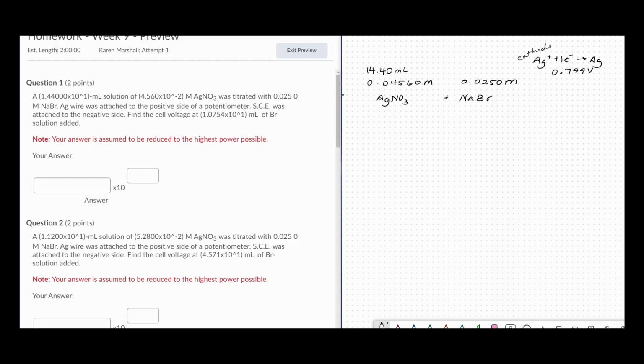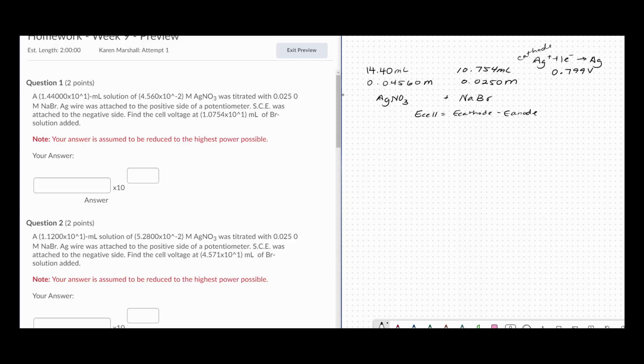Now we're asked to find the cell voltage after we have 10.754 milliliters added. So we need to know where we are with this titration. Are we before the equivalence volume, at the equivalence volume, or after the equivalence volume? Because that will change the way that we do this calculation a little bit. But regardless, in order to find that E cell, the E of the cell is always going to be equal to the E of the cathode minus the E of the anode.